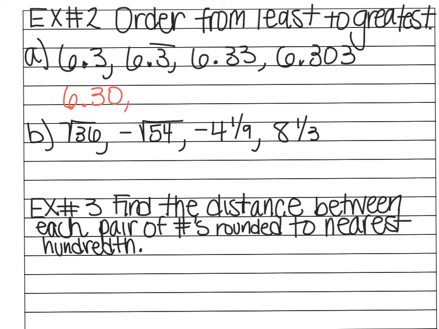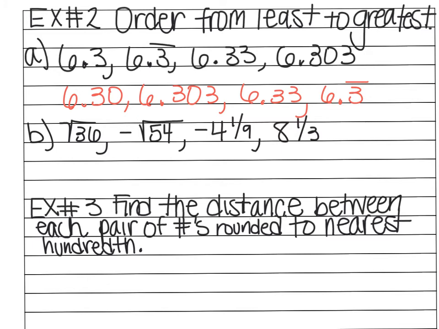And then the next one would be 6.303. And then the next one would be 6.33. And then the next one would be 6.3 with the bar over it because it would keep repeating those 3's.